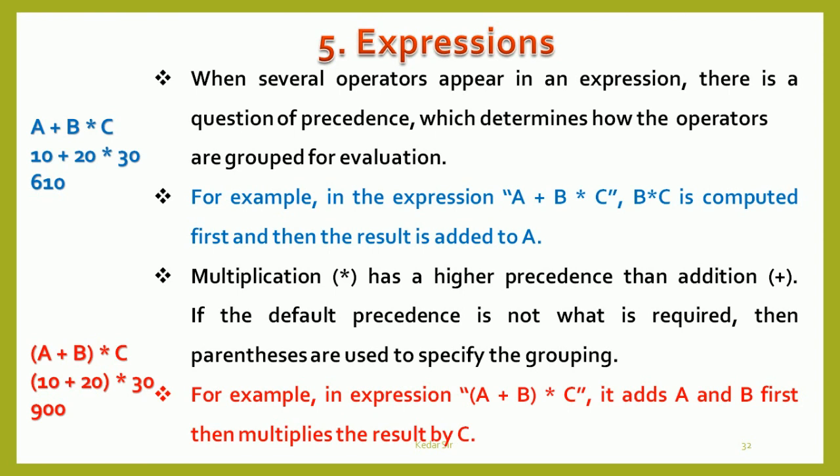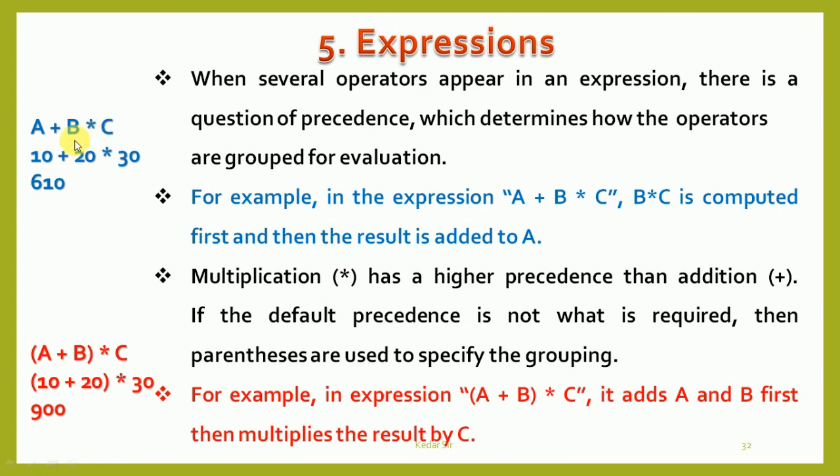So when several operators appear in an expression, there is a question of precedence, the basic rule of mathematics which determines how the operators are grouped for evaluation. Here one simple example is given. For example, in the expression a plus b into c, b into c is computed first, and then the result is added to a.